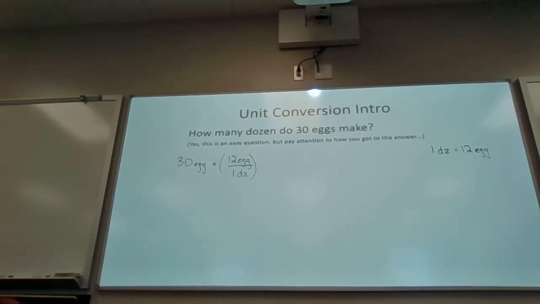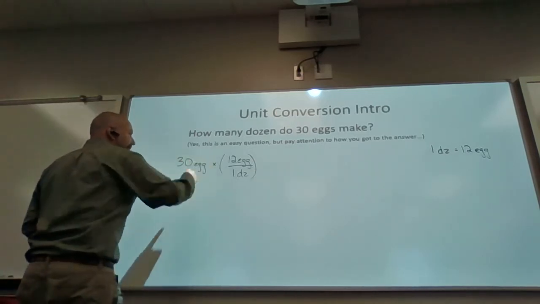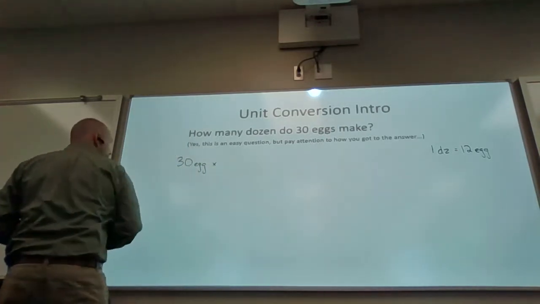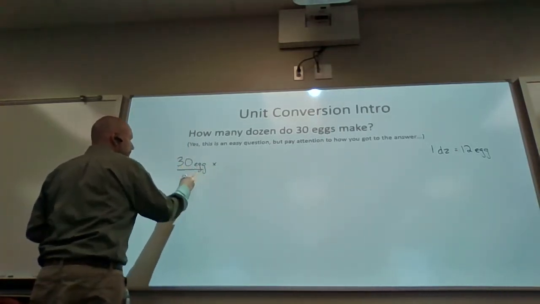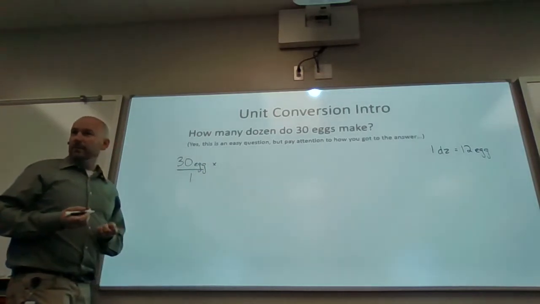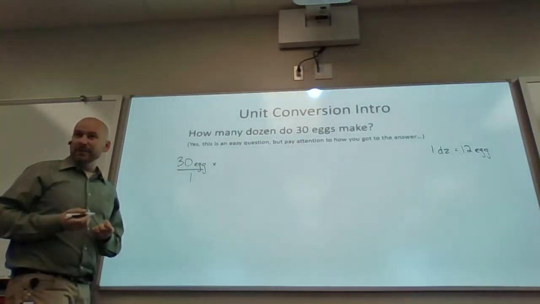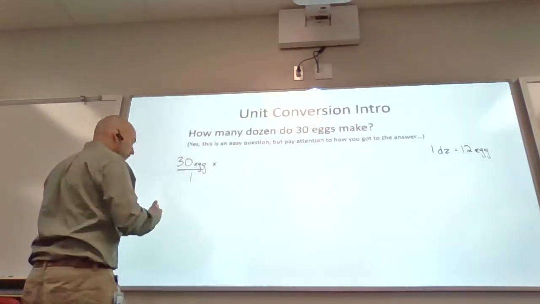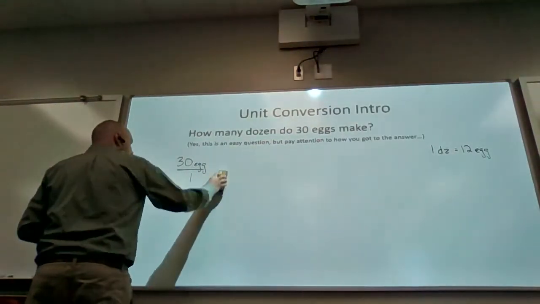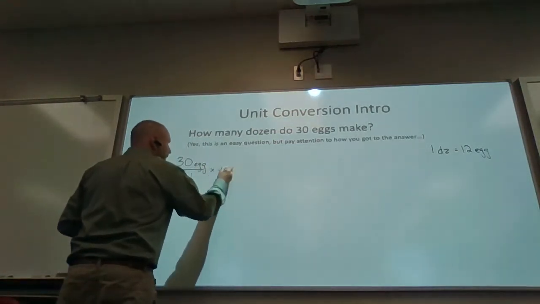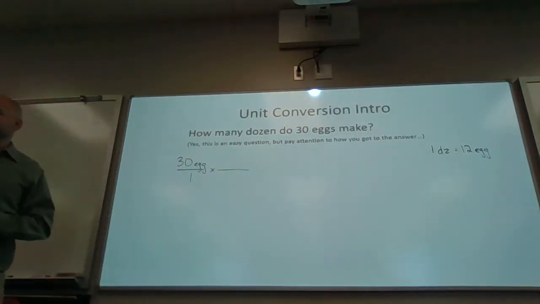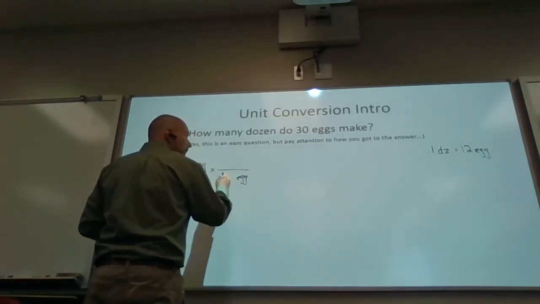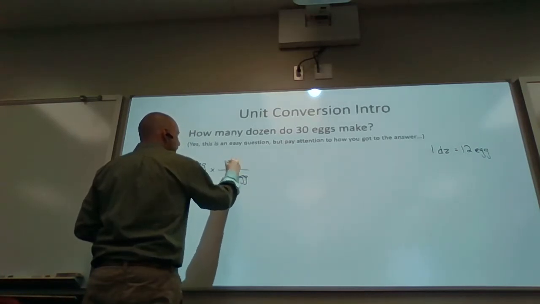So if I did this, based off of chemistry stuff, here's one thing I'm going to do. I'm going to put it over 1. Did you do that in chemistry, with stoichiometry, moles of grams of moles, all that jazz? I'm putting it over 1. And what am I going to put on the bottom here? Eggs or dozen? Eggs. So I have 12 eggs over 1 dozen.